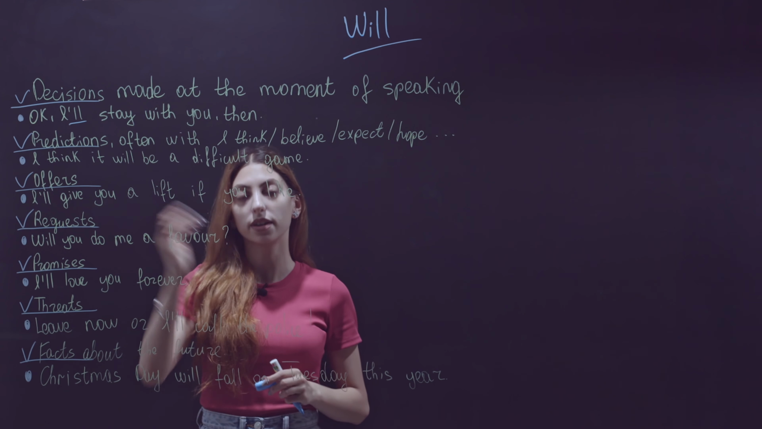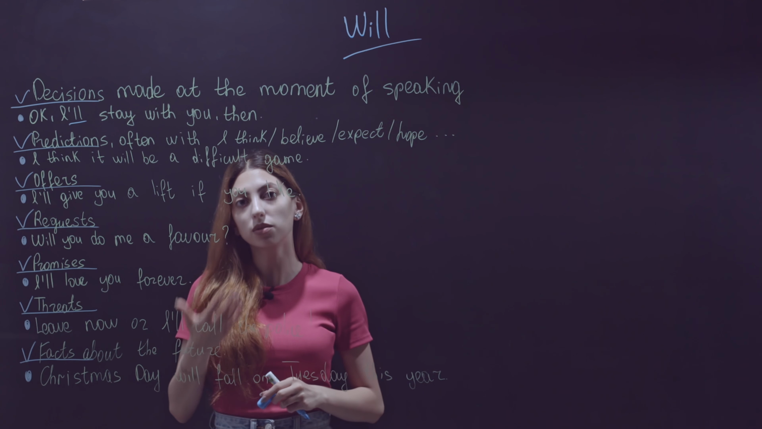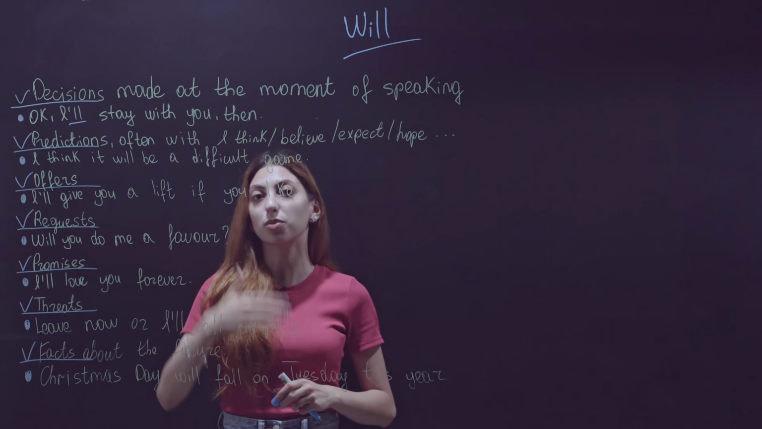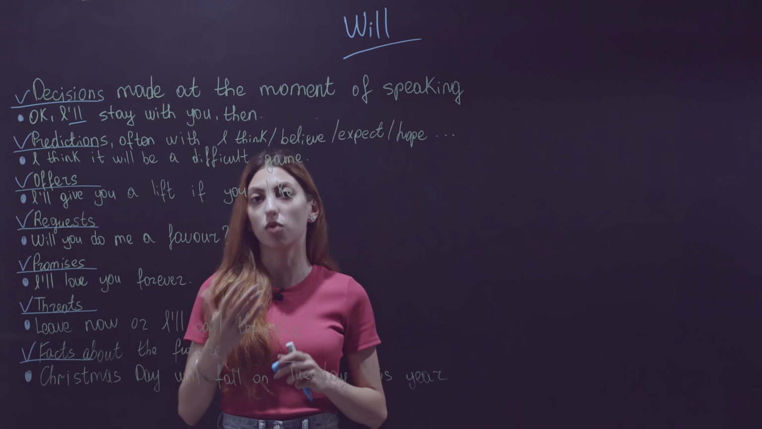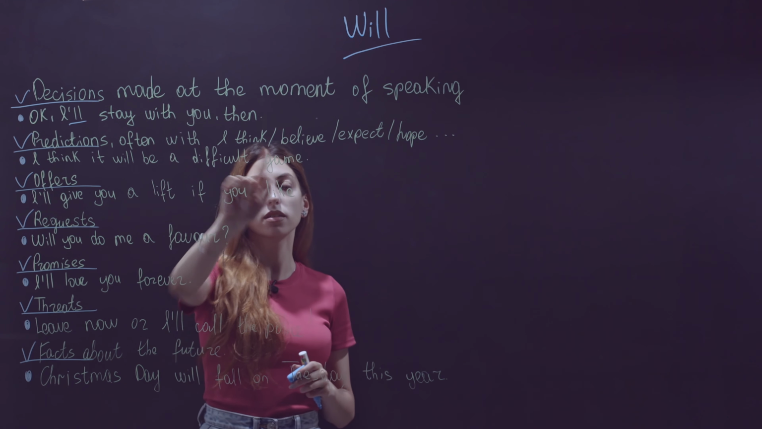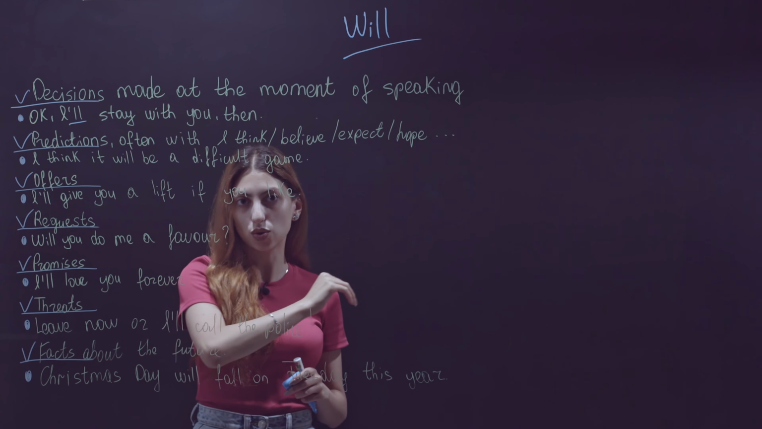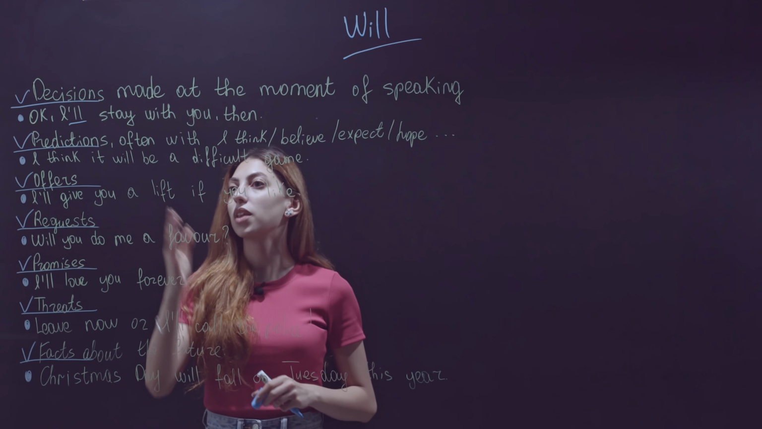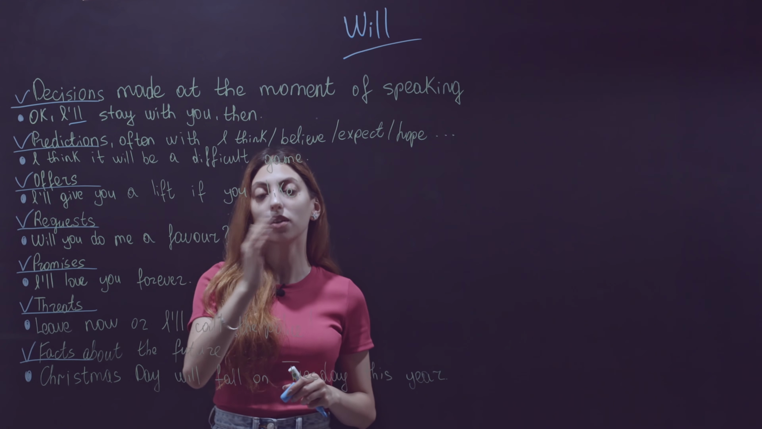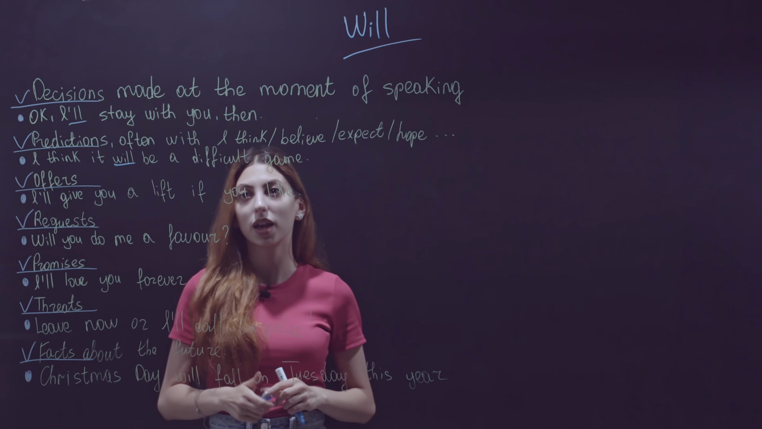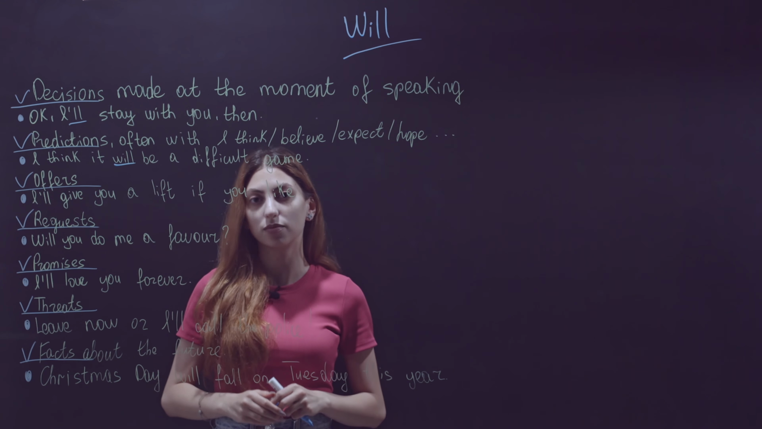The second case where we can use will as a modal verb is predictions. When you predict something, you need to use words such as I think, I believe, expect, hope, etc. For example, I think it will be a difficult game. So here is our will. Let's move on to the next one.